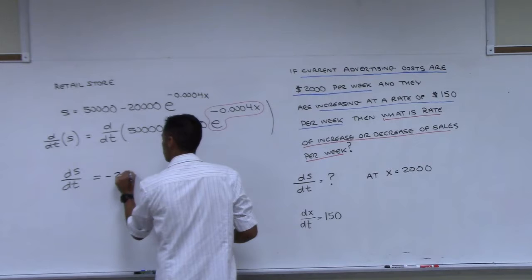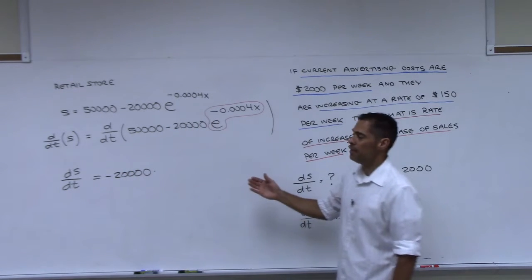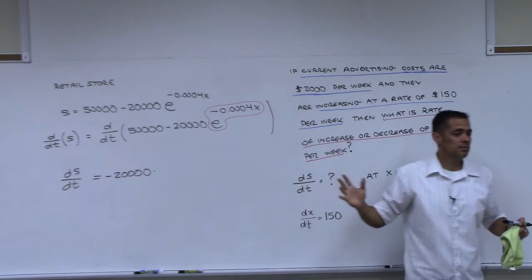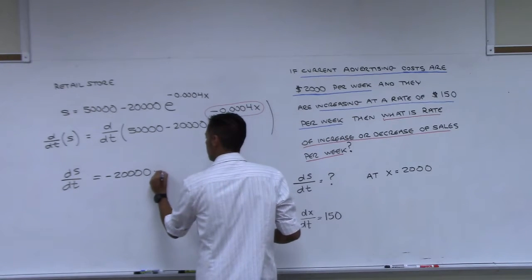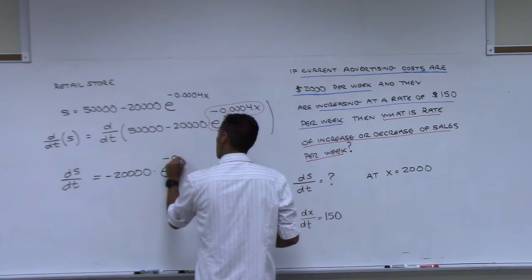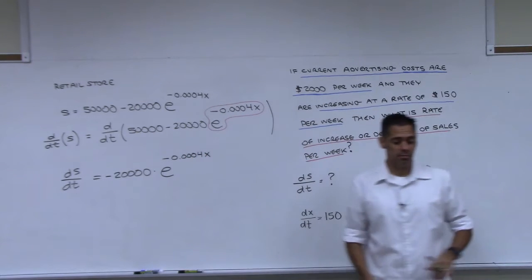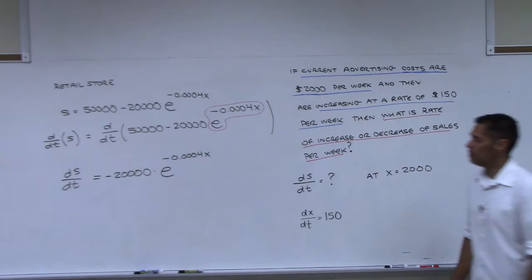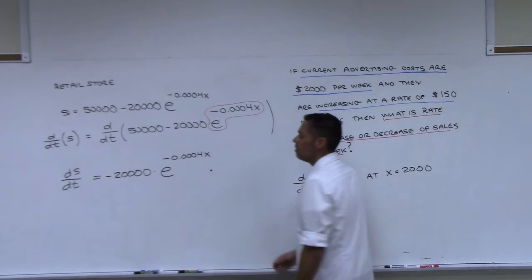Negative 20,000 is here. Now, times, what is the derivative of e raised to anything? Itself. So we're going to write down e raised to negative 0.0004x, and we're not done. Now we have to take the derivative, and we're going to multiply. So this is something. We're going to multiply that by what?